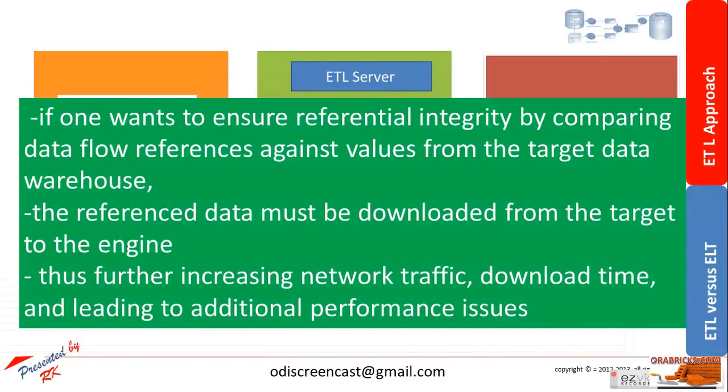If one wants to ensure referential integrity by comparing data flow references against values from the target data warehouse, the referenced data must be downloaded from the target to the middle tier engine, thus further increasing network traffic, download time, and leading to additional performance issues. So for example, you have two tables, an employee table and a department table, on your target warehouse server. Basically, there is a referential integrity constraint enforced between the employee table and the department table.